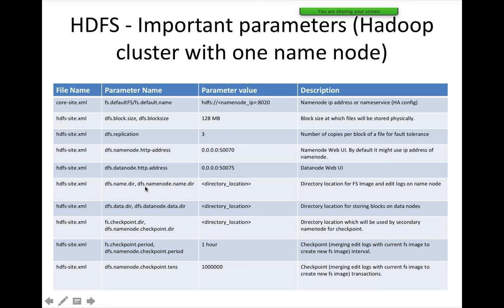This is the parameter which controls the location of our name node file structures such as edit logs and FS image, and this is the parameter for data node to store the blocks, and these are the parameters for the checkpoints. So this is the checkpoint directory which will be used on the secondary name node. This is the checkpoint period and checkpoint transactions. Period is 1 hour by default and 1 million transactions by default.